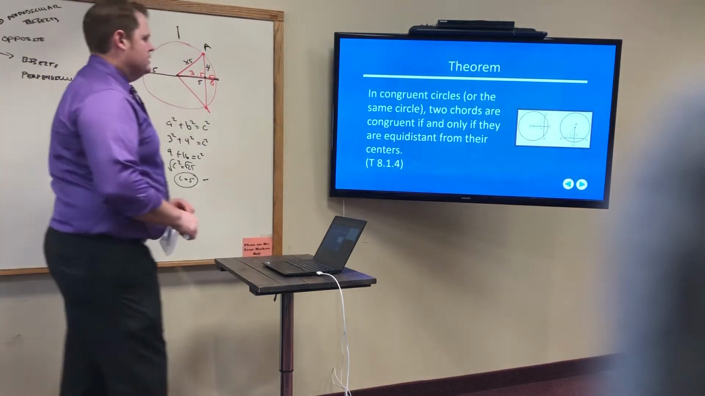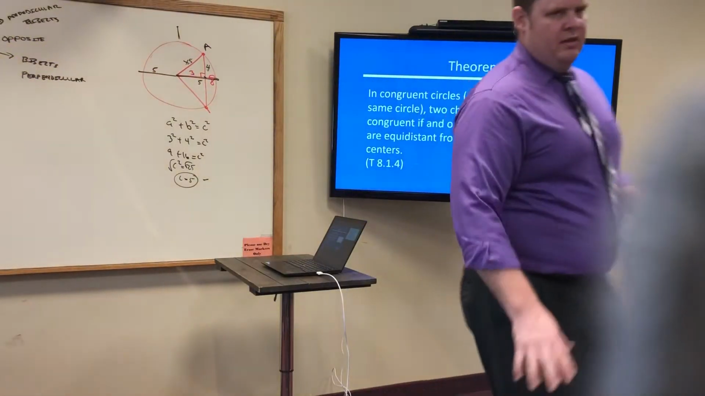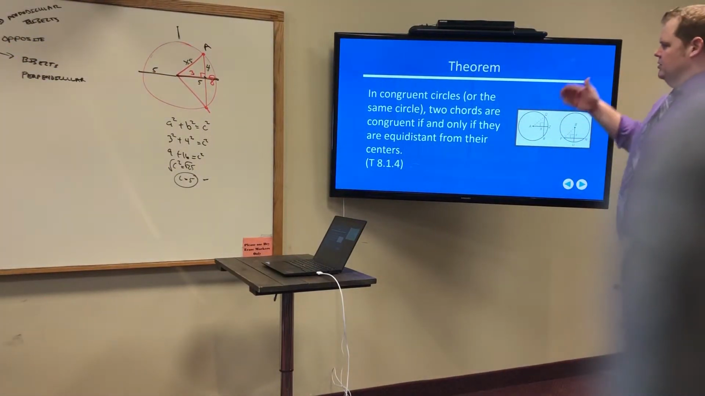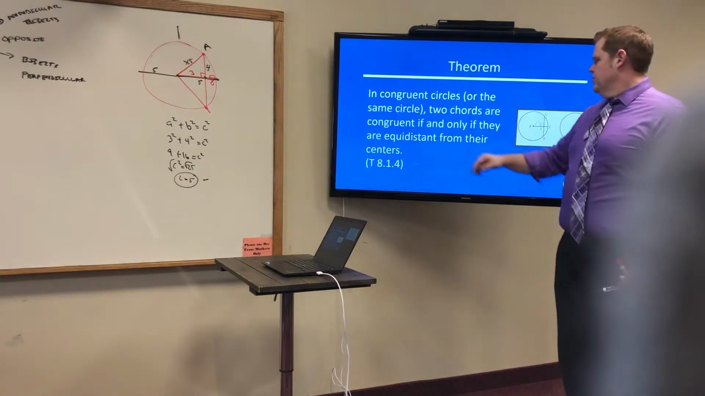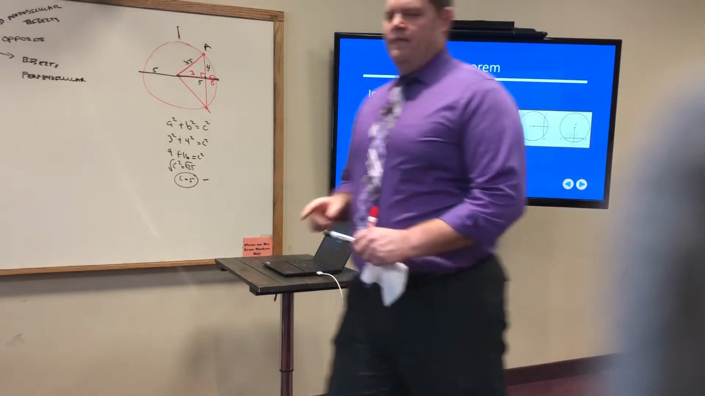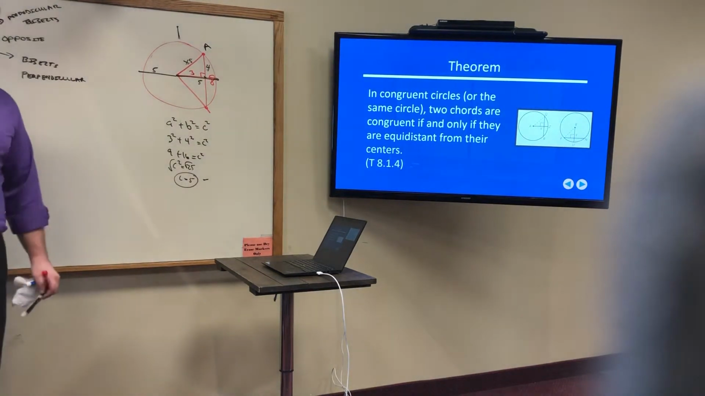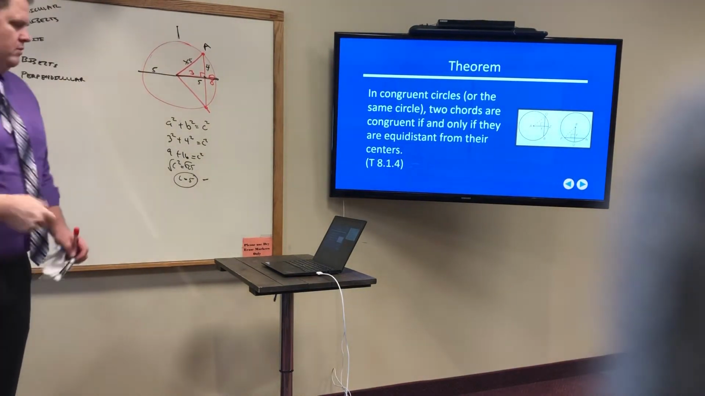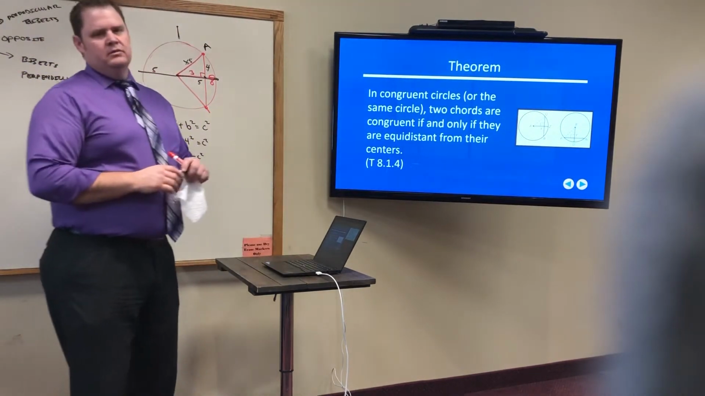All right, next theorem. In congruent circles, or in the same circle, okay? So if you have 2 circles, okay? So look at this one, it's a little bit different because it's dealing with 2 different circles. Okay, so the same circle or different circles. 2 chords are congruent. So this chord is congruent to this chord if they are equidistant from the center. Okay, so the chords are congruent if they're equidistant. So 8.14 is simply this. The chords are congruent if they're equidistant. So here's a good example. I'll give you a second to write that down.